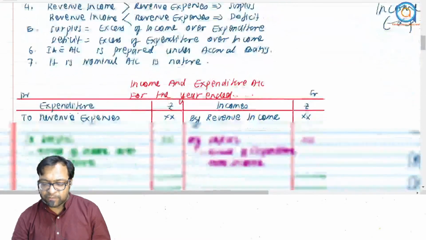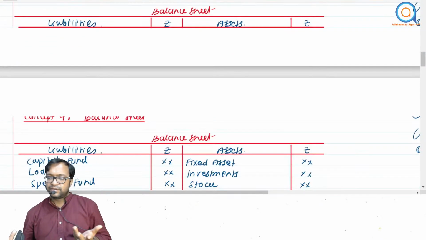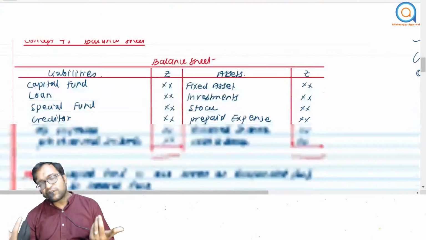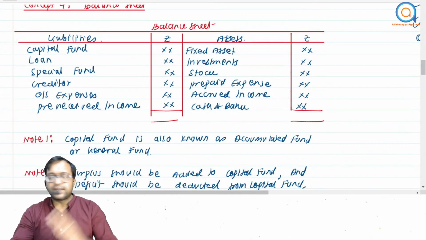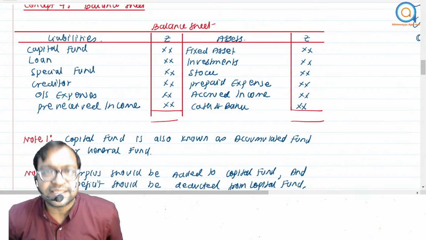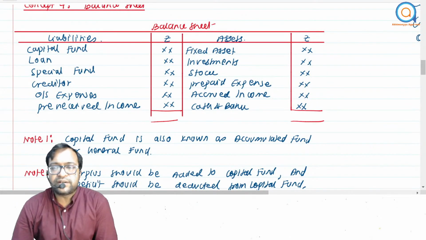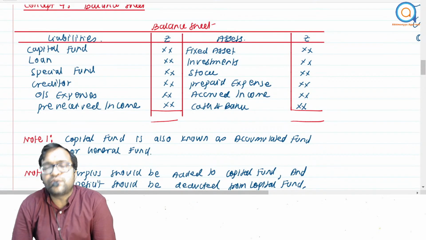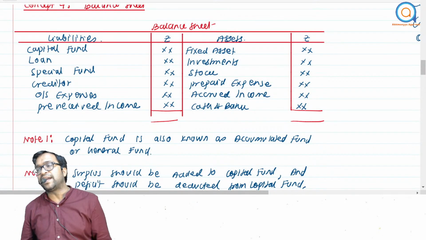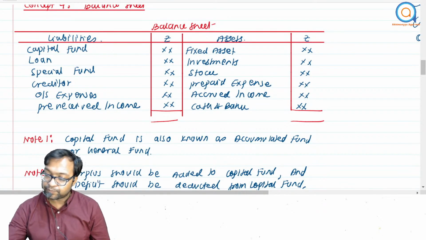After this, we need to prepare actually balance sheet. Correct na? Balance sheet mein it is normal only. Right hand side mein asset, left hand side liability. Only thing is here capital is known as capital fund. If you don't like the word capital fund, you can use the word general fund or you can say accumulated fund. All the same only.